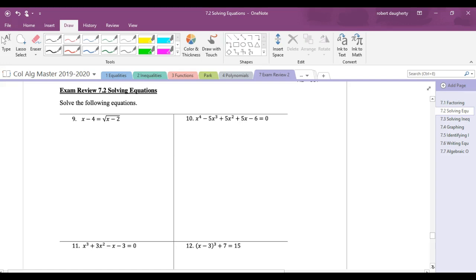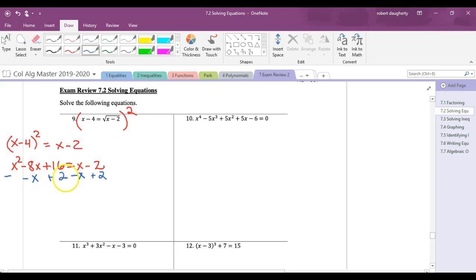The next one. My key to solving this equation is going to be to square both sides of the equation. That will give me x minus 4 squared equal x minus 2. When I square the left side, I'm going to get x squared minus 8x plus 16 equal x minus 2. I want this to be equal to 0. So I subtract x from both sides and I add 2. And that gives me x squared minus 9x plus 18 equals 0.